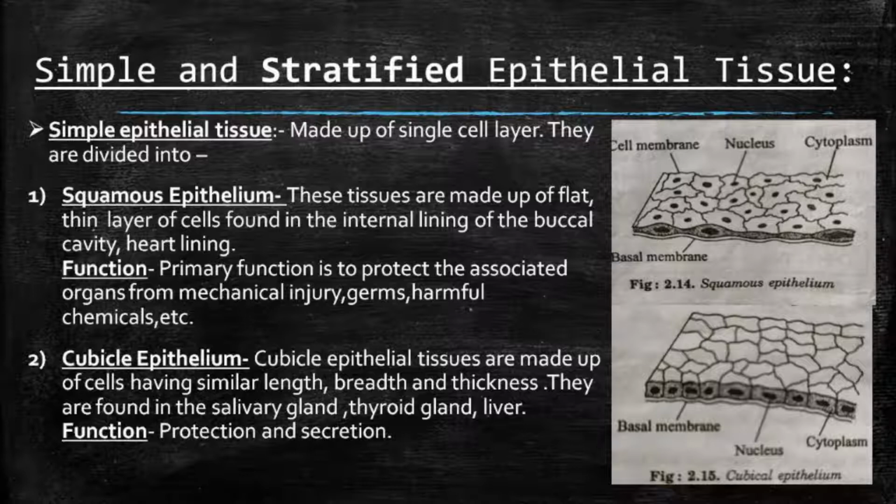Number 2 is the cuboidal epithelium. Cuboidal epithelial tissues are made up of cells having similar length, breadth and thickness. They are found in the salivary gland, thyroid gland, liver. Their function is protection and secretion.